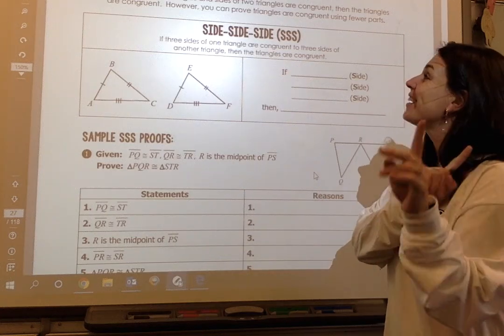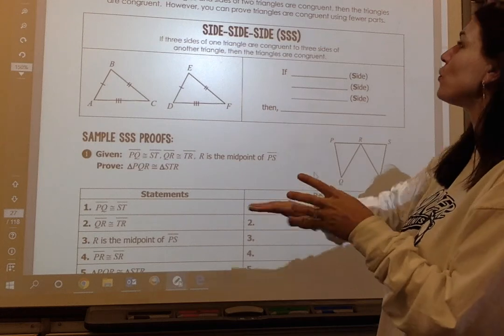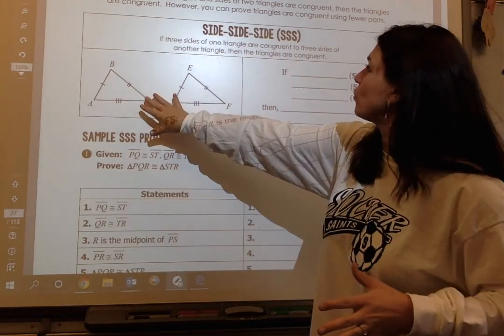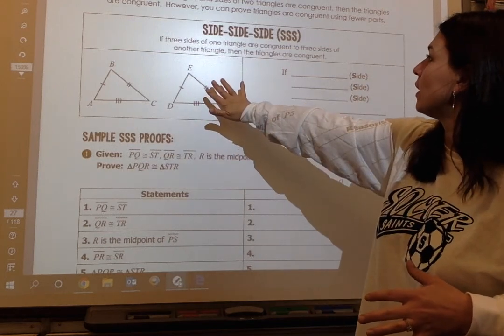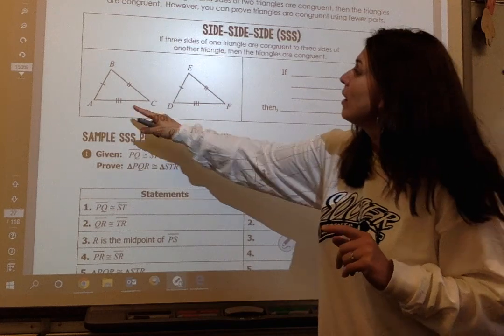Your favorite proofs: side, side, side, and side, angle, side. So here we go. We're going to start with SSS. What it says is that if these three sides of one triangle are congruent to three sides of another, then the triangles are congruent. So watch what I mean.